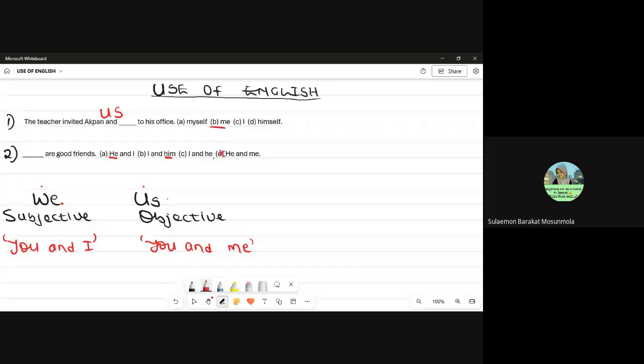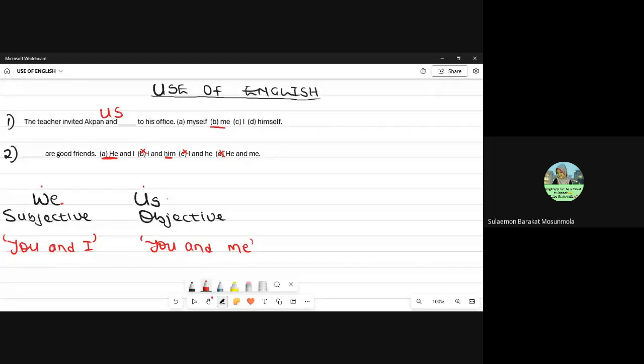I and he are good friends. This is also wrong. So we are starting with what? With he, not I and he. He and I are good friends, which falls under using we. So we have option A to be the right option for this question. Option B is wrong, C is wrong, D is wrong. Okay, close to you all. Now let's move to the business of the day.